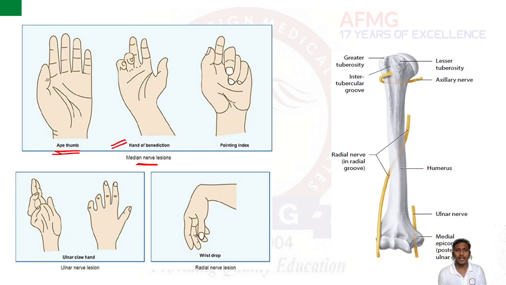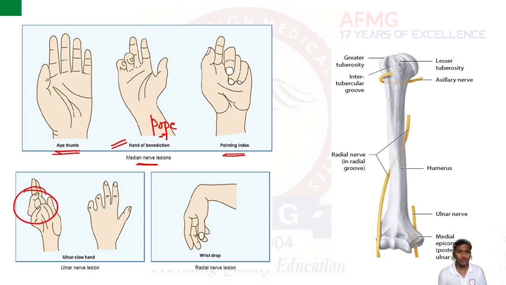Then second is your hand of benediction, also known as your Pope's hand. In this, usually the index finger and the middle finger are unable to flex at the interphalangeal joints because the lumbricals which are responsible for flexion are paralyzed in cases of median nerve injury. Whereas last is your pointing index sign, when only the index finger would be unable to flex at interphalangeal joints.